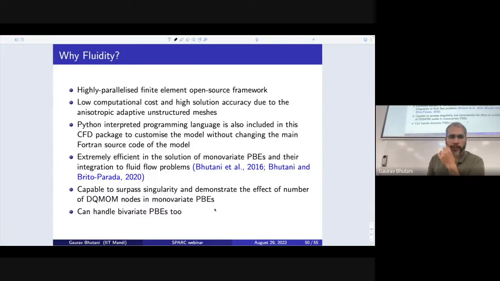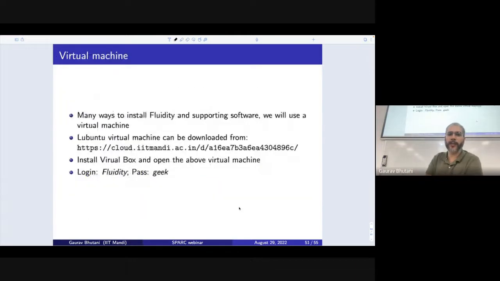The other reason we use this is because Fluidity allows us to use Python scripting. So we don't need to change the code and compile it every time. We can implement simple Python scripts. If you want to implement some arbitrary shape initial condition or arbitrary boundary condition, we can do that through Python scripting. We can implement both univariate and bivariate population balance, although our discussion will be mostly around monovariate. And we have shown the accuracy through the results I just showed you.